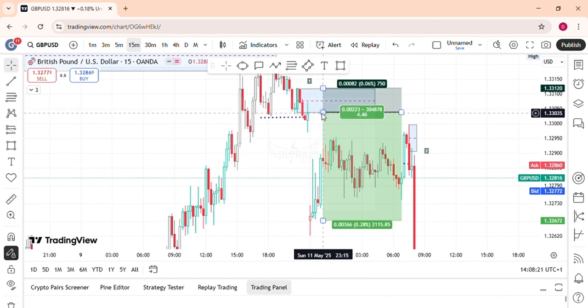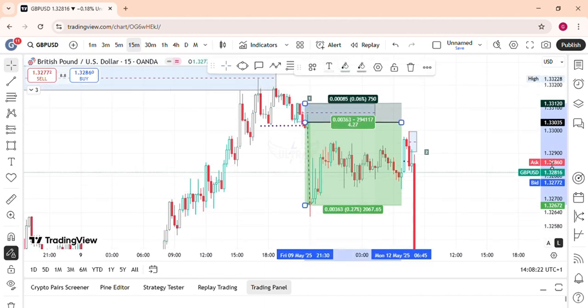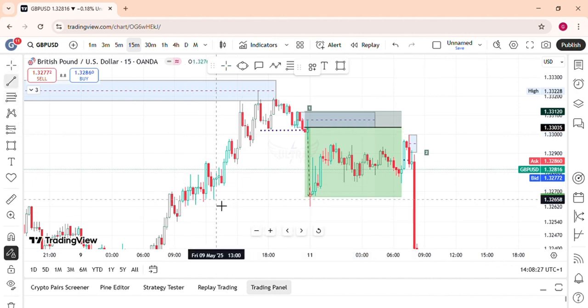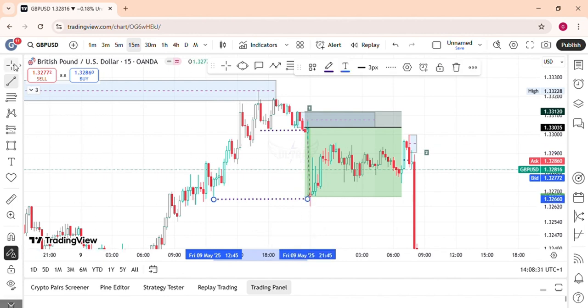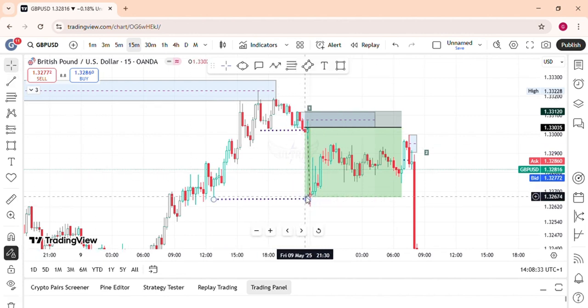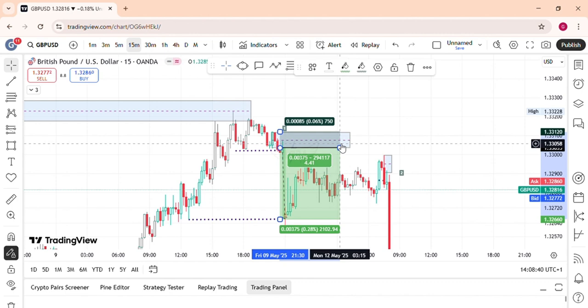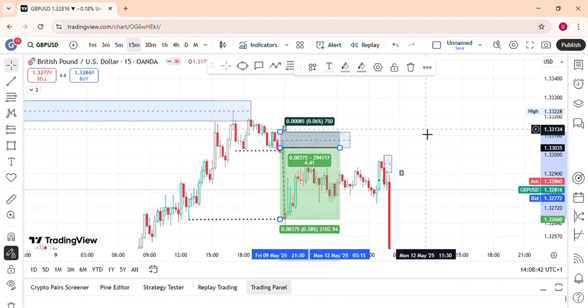Price reacted to it, and the next thing is our next low. This is the low we should be looking at. Every swing low or swing high should be our take profit. So now this is a risk reward of 4.41.